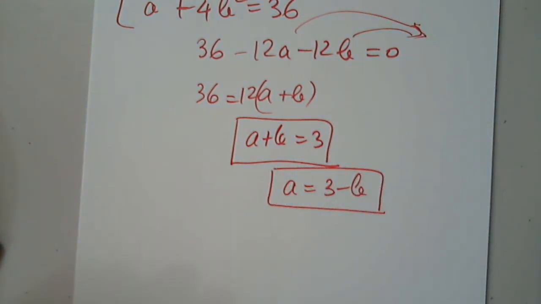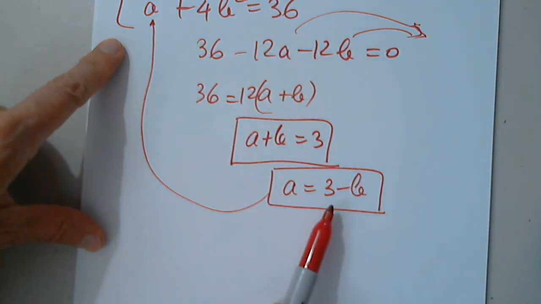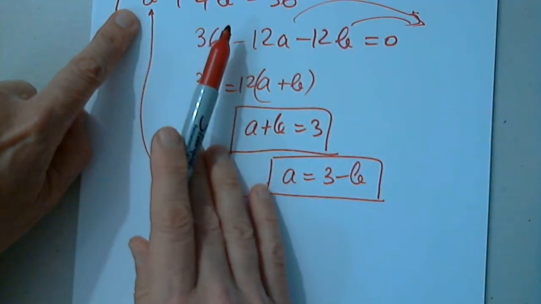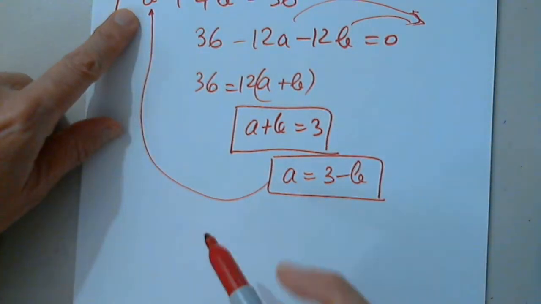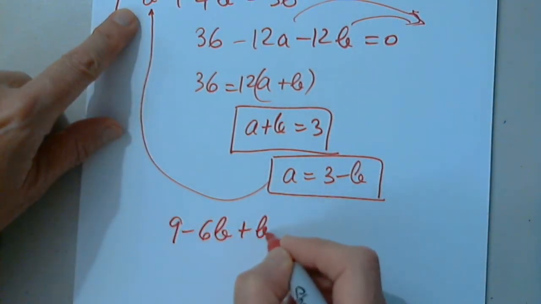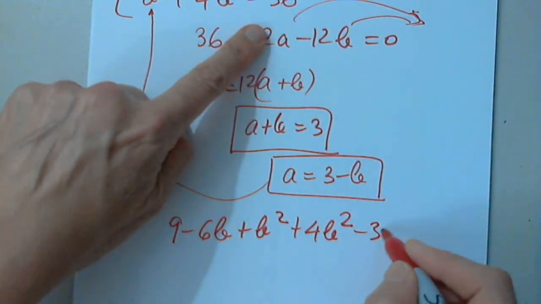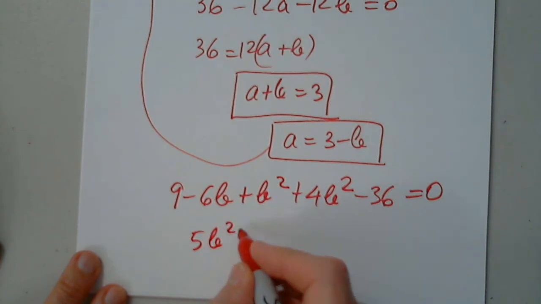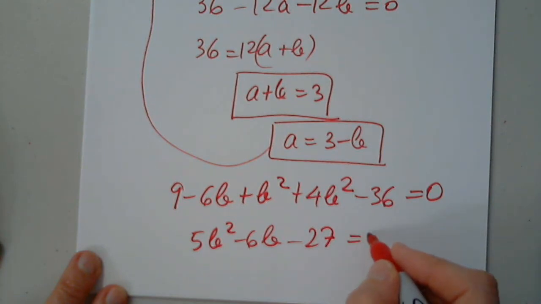So now I have to go back and see if I can replace a by 3 minus b and solve for b. So a squared, I have to square 3 minus b, which is 9 minus 6b plus b squared. I'm adding 4b squared. I'm subtracting 36, and I get 0. Now, I have 5b squared minus 6b, and minus 27, equals 0.